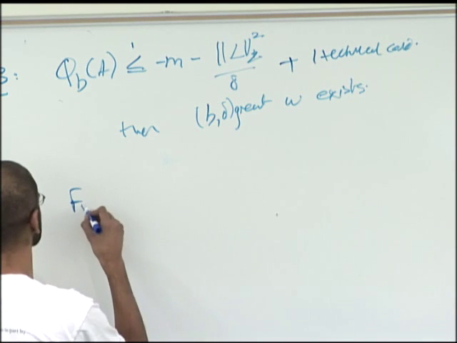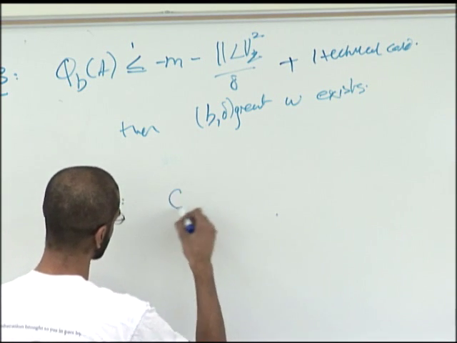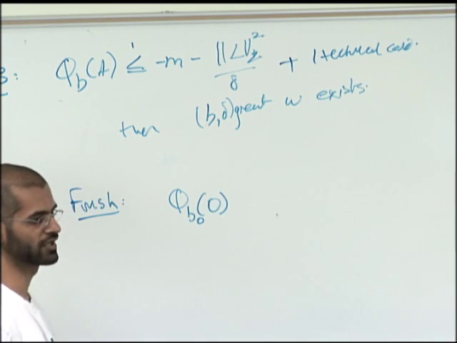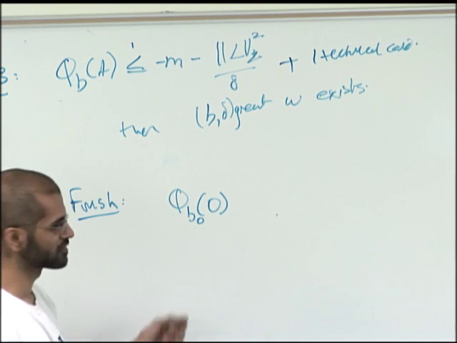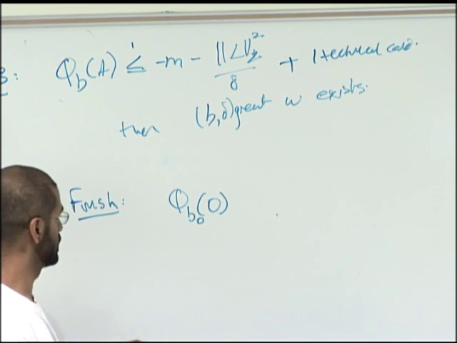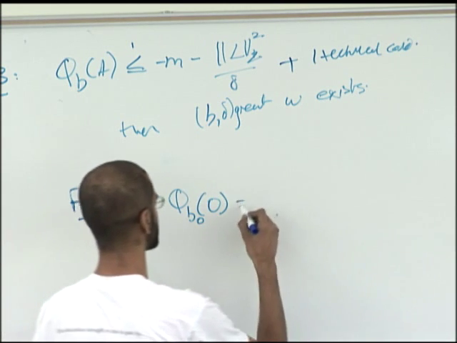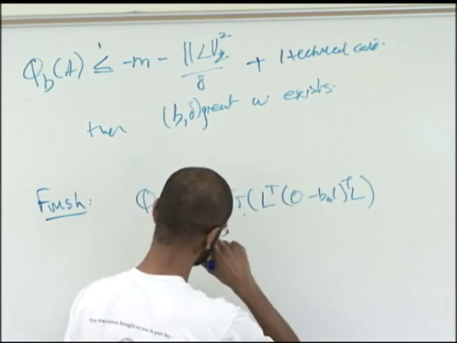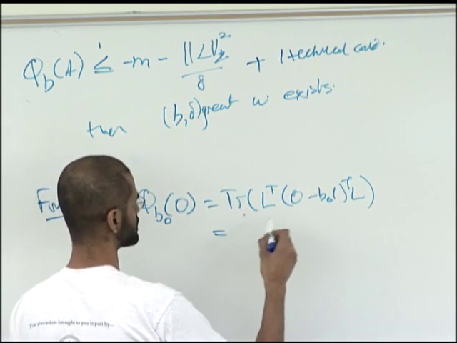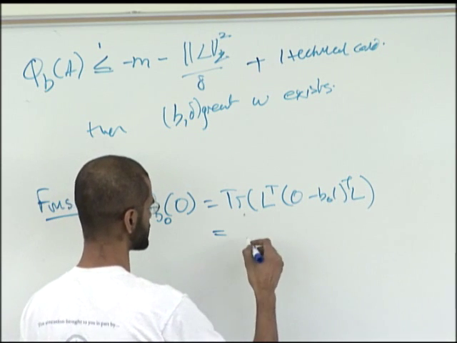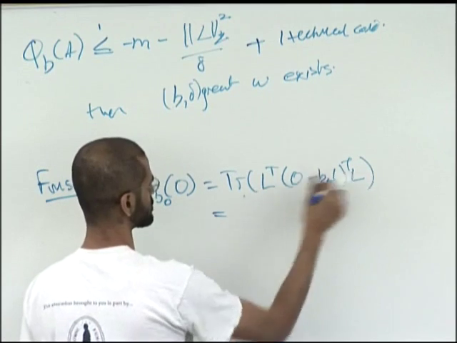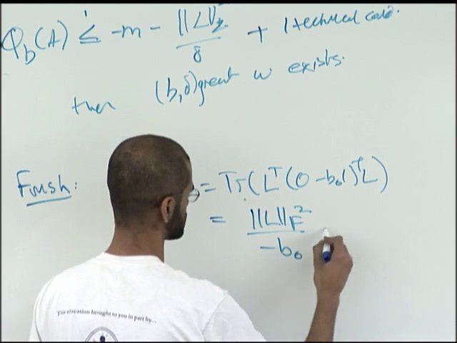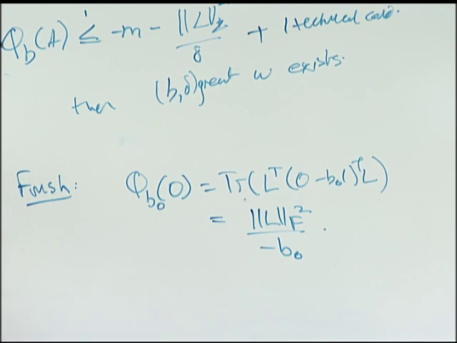And now to finish the proof, I need to set parameters. So initially, what is the potential? Initially, A is 0. So I need to set B and delta. What is B naught going to be? Initially the matrix is 0, so phi B naught is trace of L transpose (0 minus B naught I) inverse L. This is just minus B times the identity inverse. And then you just get the trace of L transpose L, which is just the Frobenius norm of L squared divided by minus B naught. This is the initial potential.